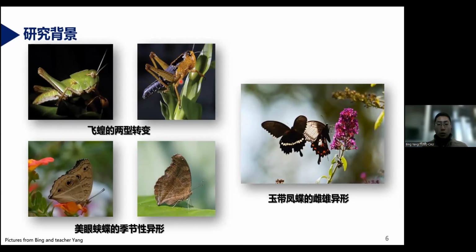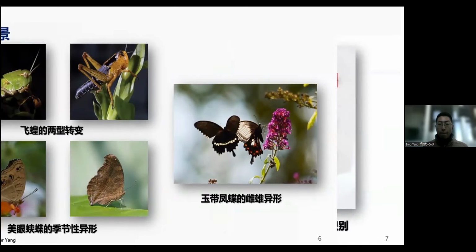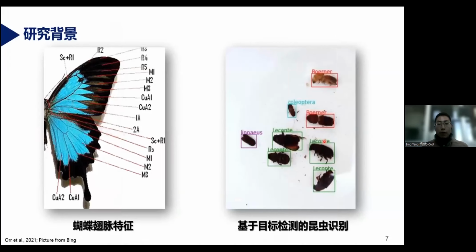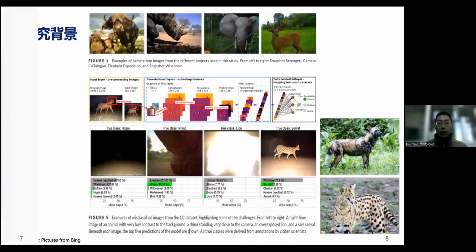On the slide, the upper left shows the two-type transformation of migratory locusts, where the same individual appears differently. The lower left shows the seasonal variation of Junonia almana, and the picture on the right shows the sexual dimorphism of Papilio polytes. Taxonomic knowledge is required in such research, and you can look at the features of the wings of the butterfly, and the veins are used in recognizing targets.